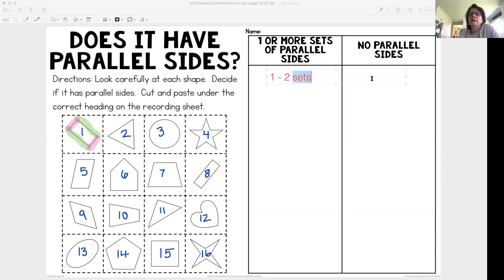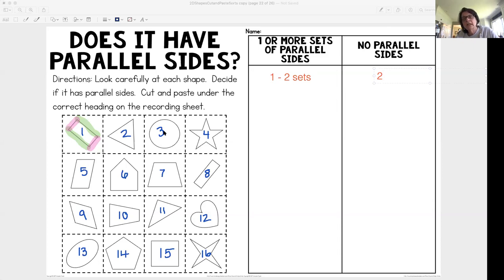So over here, we are going to write shape 2. And we don't have to write no parallel sides because the caption on the top of that column says no parallel sides. Let's look at number 3. Number 3, we all know is a circle. You've been learning that since probably pre-K. But is it a polygon? Well, you're right. It is not a polygon because it has curved sides.